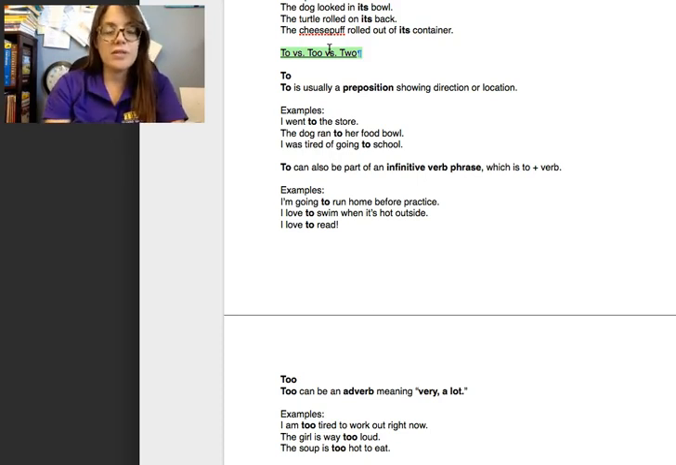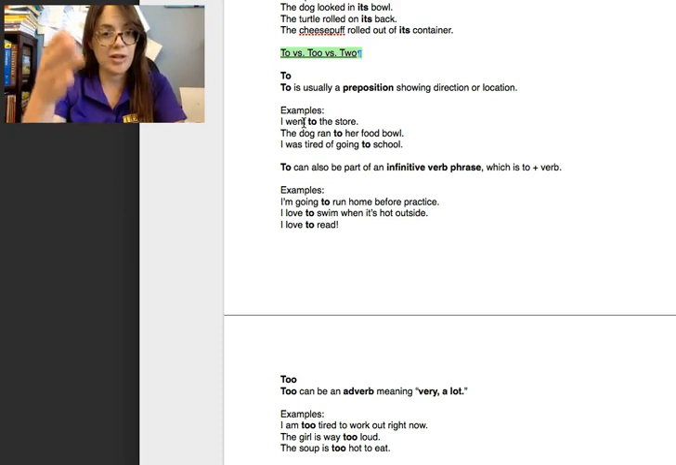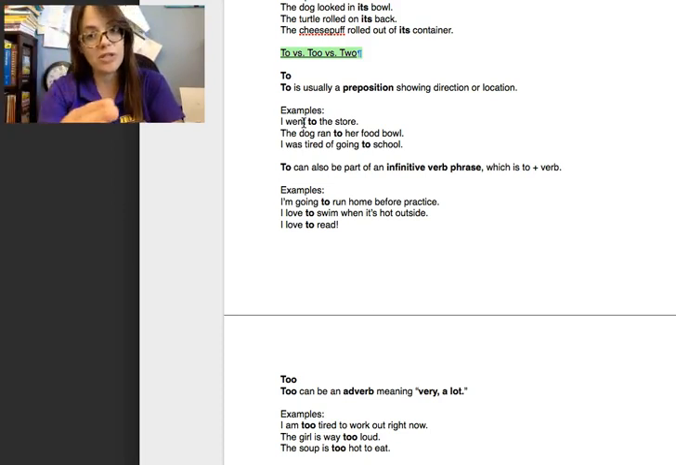Okay, now to is usually a preposition showing direction or location. So examples: I went to the store. The dog ran to her food bowl. I was tired of going to school. So in all of those, I'm showing direction or location. I'm going towards the store. I'm going towards my food bowl. I'm going to school. Okay, so those are just prepositions.